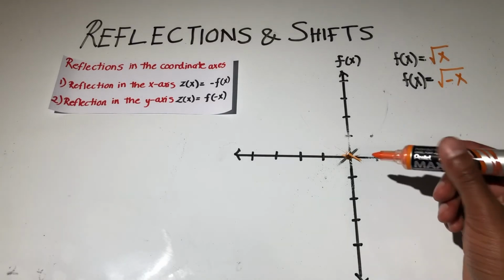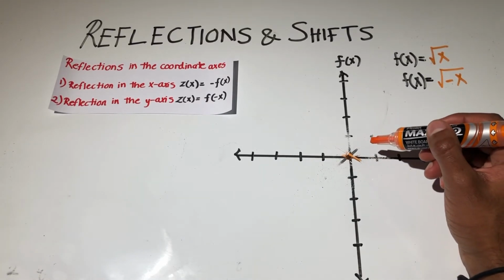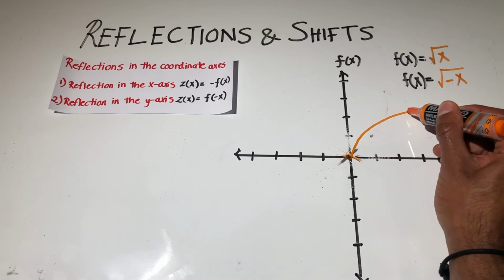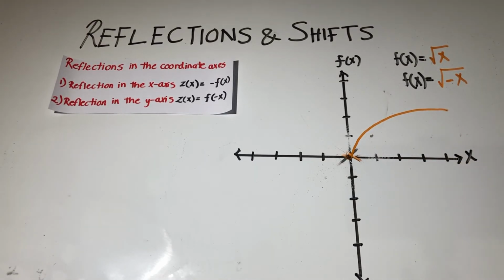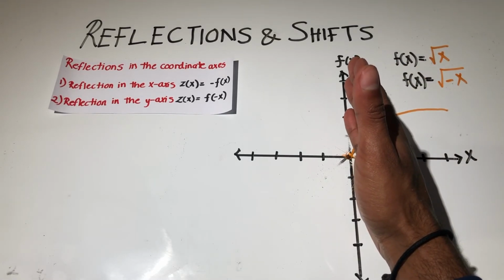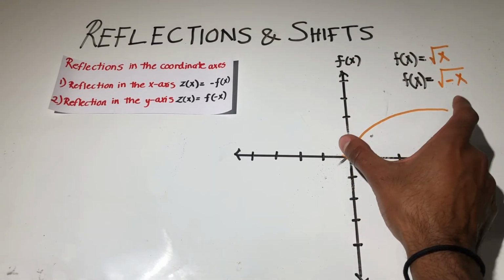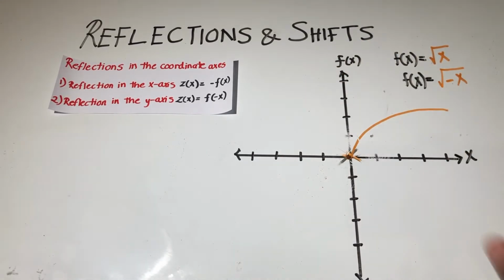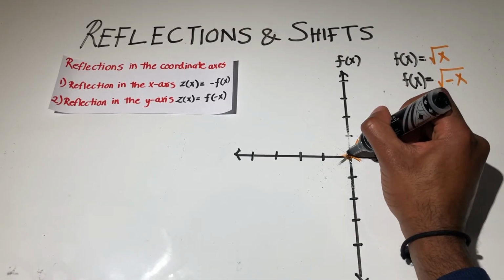Now we know that the graph of radical x is going to be something like this. Now if we reflect this along the y-axis, this is just going to flip this function this way. So it'll be something like this.